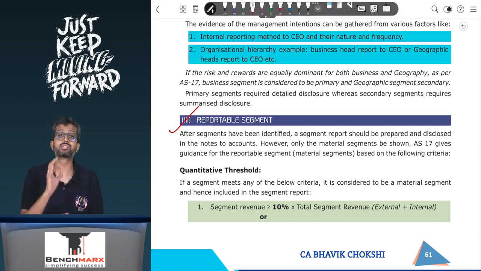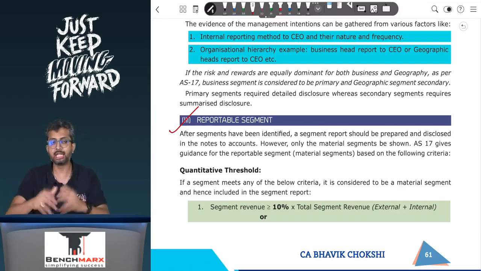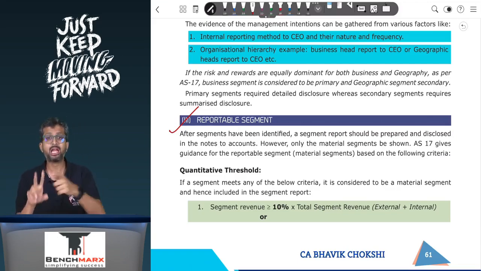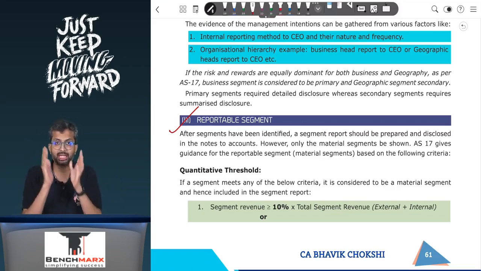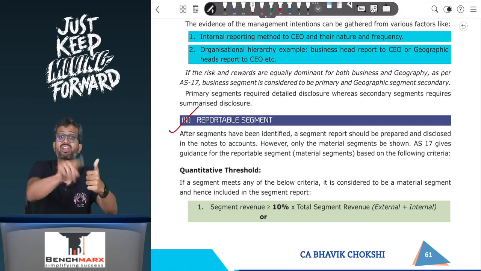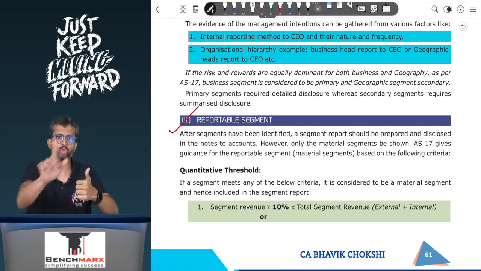The standard has given certain quantitative thresholds. That is, they have given you a quantity, and if your financial parameter crosses that quantity, then you are a bigger segment. So there are three important financial metrics. First is revenue, second is profits, third is assets. Now there can be other items as well, but AS17 has told you that you look at the segment revenue, and if your segment's revenue is greater than or equal to 10%, that is the threshold, of the total segment revenue, you are a big segment.